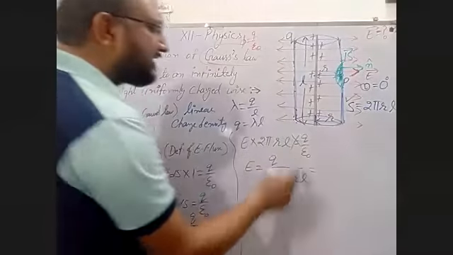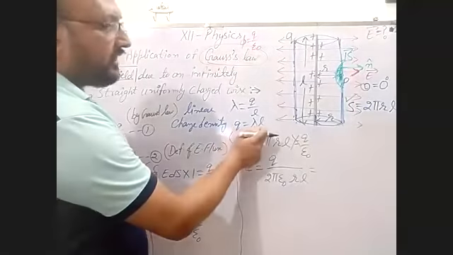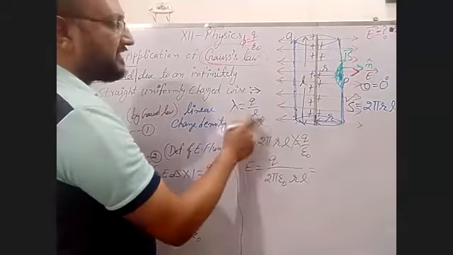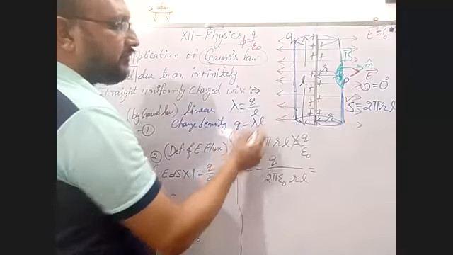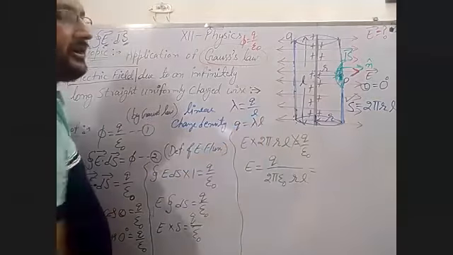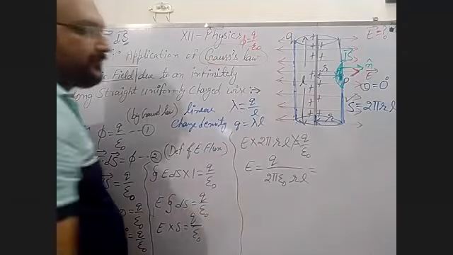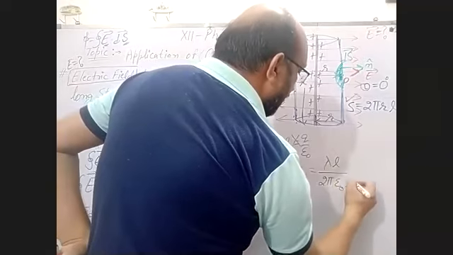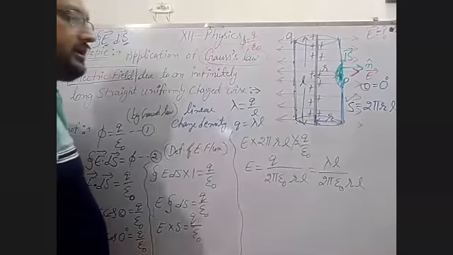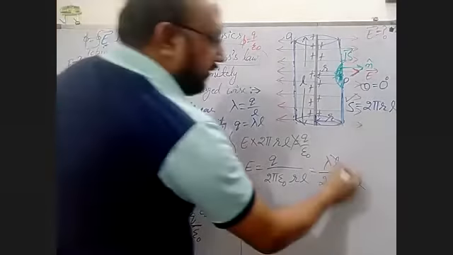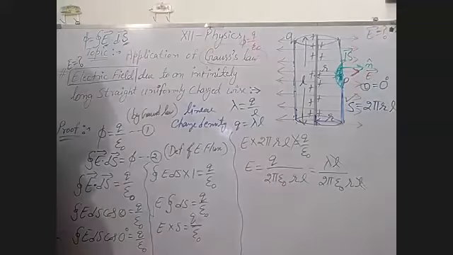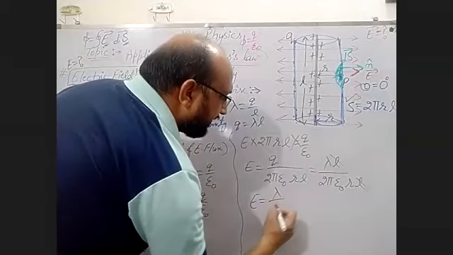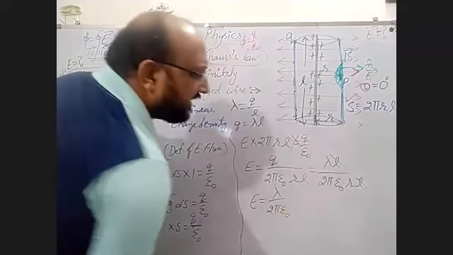Now, what is the value of Q? Q is equal to lambda L. You know very well, lambda is linear charge density here, and in case of linear charge density, we can take the value of Q by multiplying this length with lambda. So lambda L upon 2 pi epsilon naught r L. In this way, you can write this equation. Now cancel L from L, and now the final answer in this case is only lambda by 2 pi epsilon naught into r.